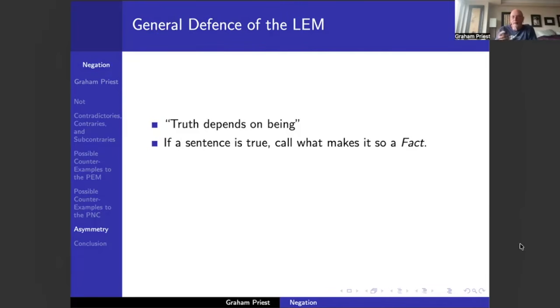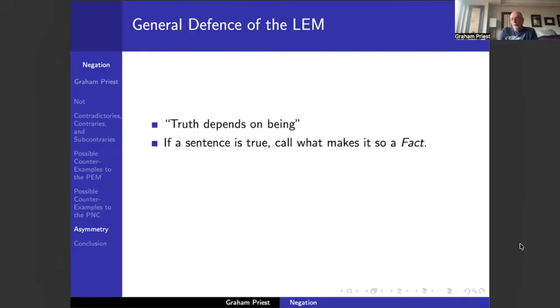Fact is just a kind of word I shall use to refer to whatever it is about reality that makes something true. It could be a proof, it could be a verification, it could be whatever you think is the kind of thing that makes things true. I'm going to call that a fact, and I've put it with a capital F just to remind you that this is not a correspondence theory of truth.